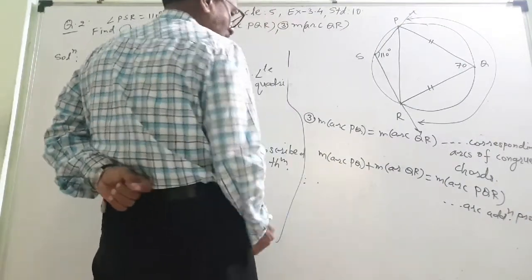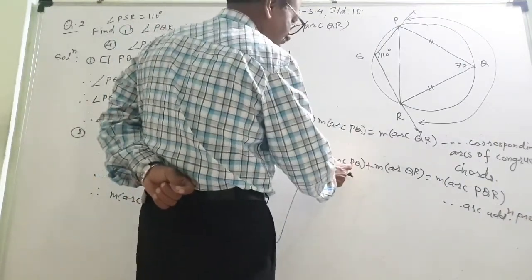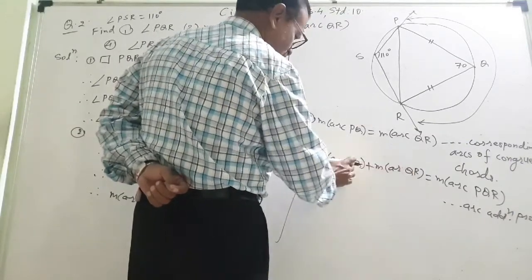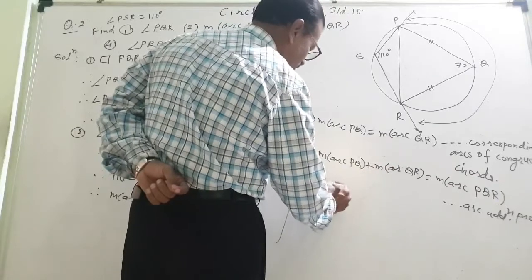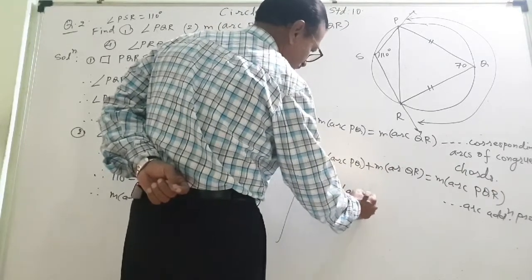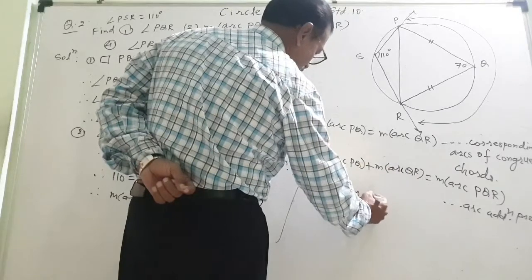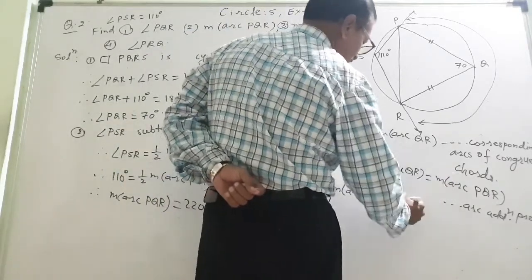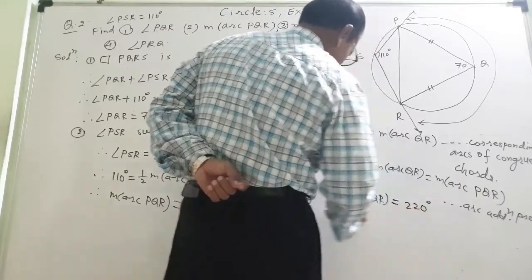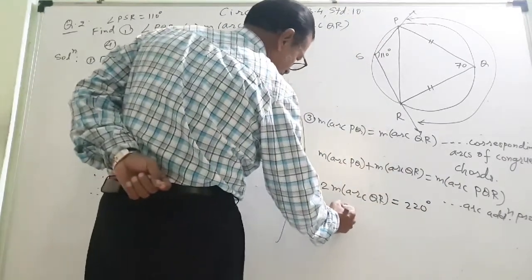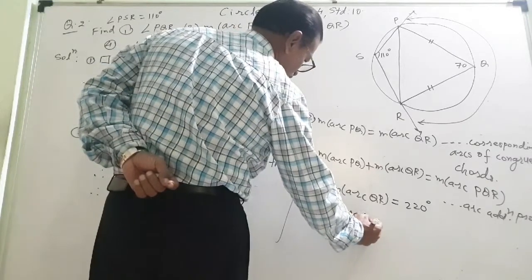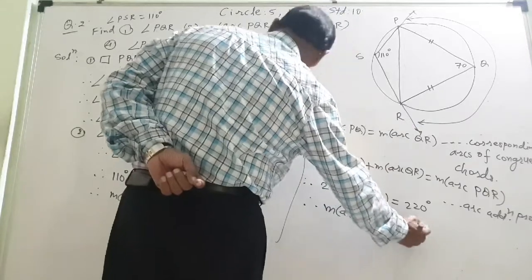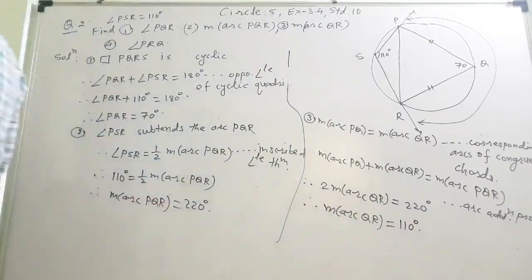Therefore, but these two are equal. So 2 times, if this is x, this is also x. So x plus x is 2x. So I will write directly 2 major arc QR is equal to, what is the value of PQR? This is 220 degree. Therefore, major arc QR will become 110 degree. So hope that you have understood it.